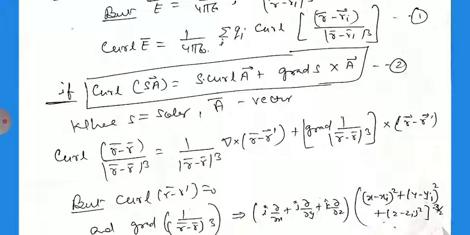So to obtain this, we can write 1 divided by |r minus r'| cubed times del cross (r minus r'), plus gradient of 1 divided by |r minus r'| cubed multiplied by (r minus r'). But the curl of (r minus r') equal to 0, because both are del by del r, so it will be 0.